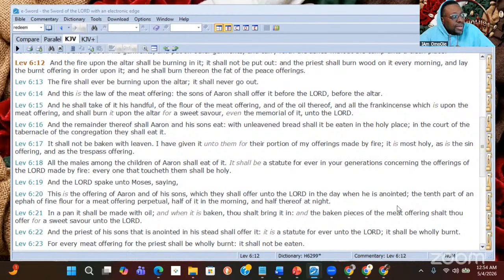And the remainder thereof shall Aharon and his sons eat with unleavened bread, shall it be eaten in the holy place, in the court of the tabernacle of the congregation, they shall eat it. It shall not be baken with leaven. I have given it unto them for their portion of my offerings made by fire. It is most holy, as is the kata'ah offering, and as the trespass offering.